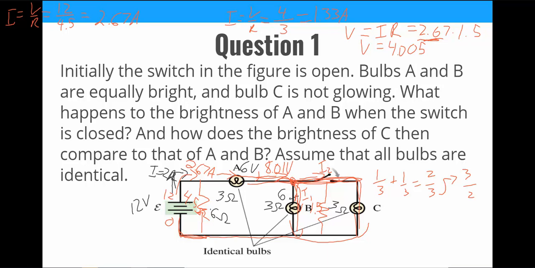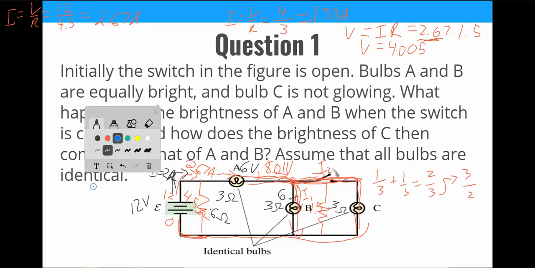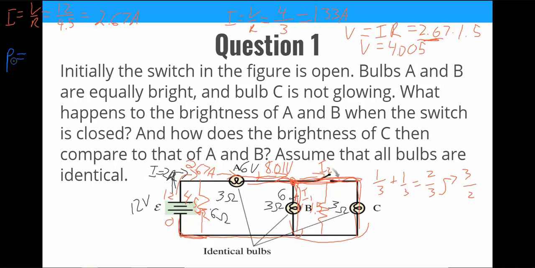Because power is your brightness, essentially. So it's I times V. They both had 6 volts, they both had 2 amps, so 6 times 2 is 12. They would both be using 12 watts of power in the first circuit. So I'm going to write that off to the side here: the power of the first circuit for each bulb was 12 watts. I'll call it circuit 1.